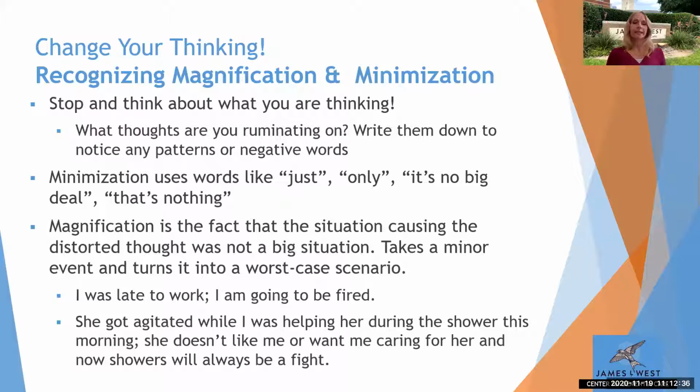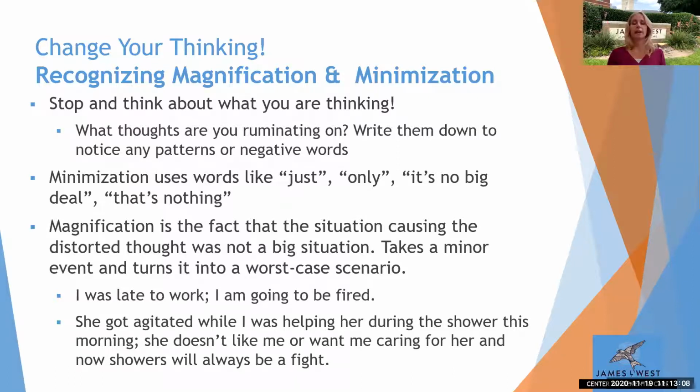So with recognizing when I am magnifying something or minimizing something in a negative way, it does come down to, we've got to stop and think about what we're thinking. What am I actually telling myself? What thoughts are weighing on me? What thoughts am I ruminating on, or mulling over? It can be helpful to really write them down, journal them out, or just write down, here's the thought I'm having about this. And notice if there are any patterns or certain words that you're using.